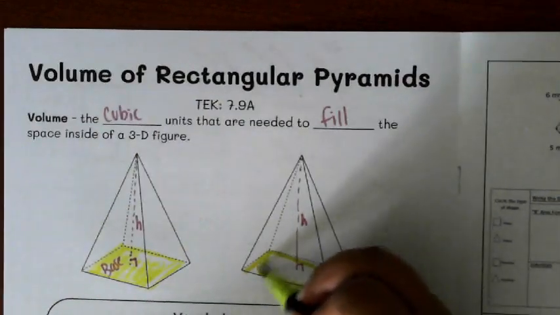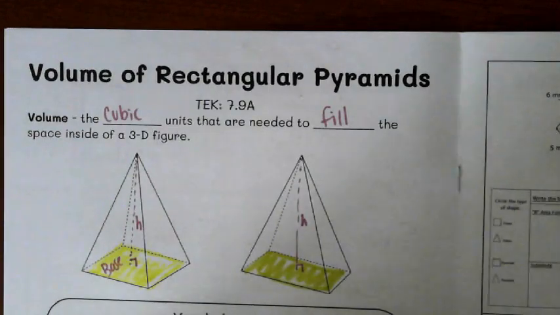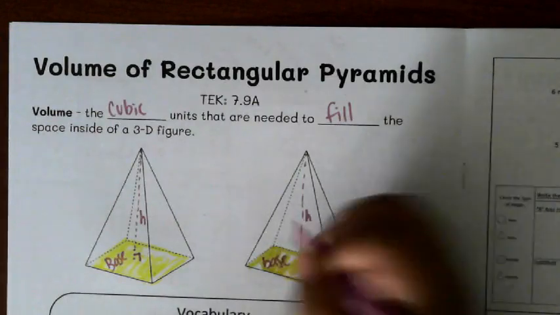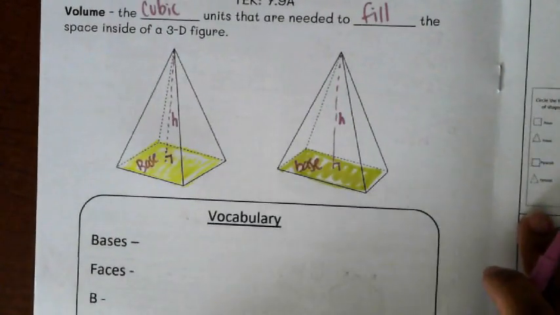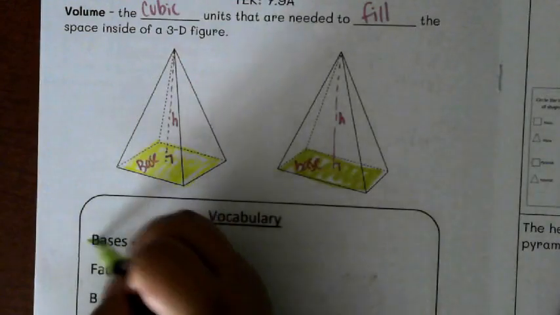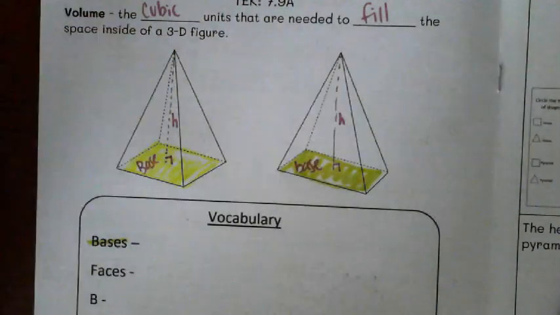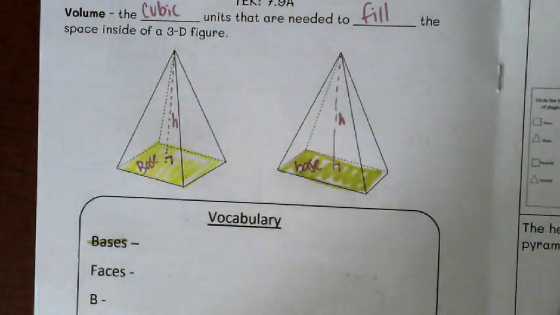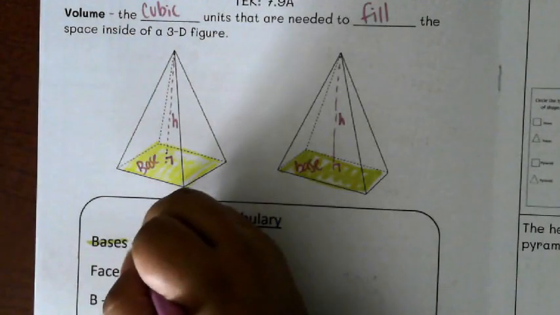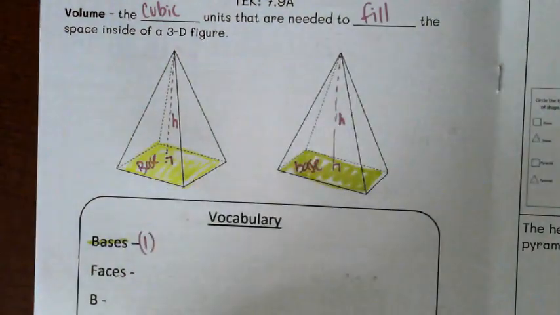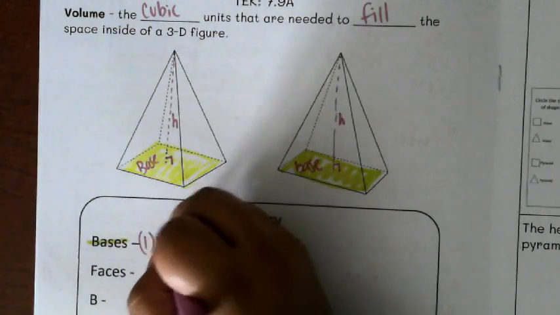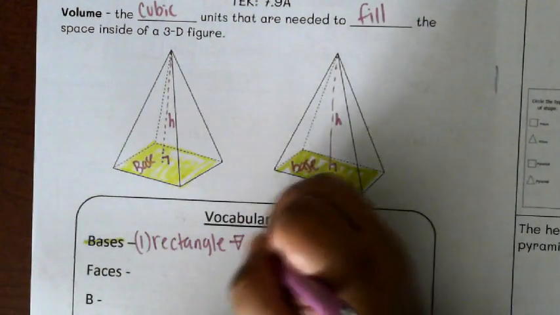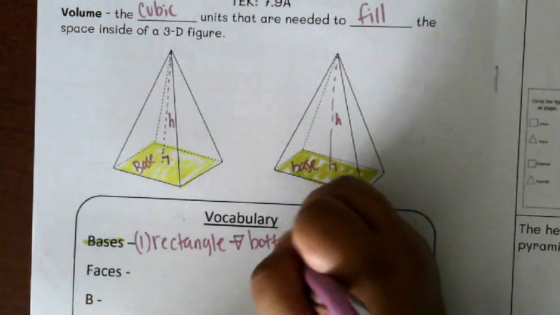So here, let's talk about the vocabulary. The base is a rectangular pyramid, and in pyramids we only have one base, and it is going to be in the shape of a rectangle. This is going to be found at the bottom of the shape because there's only one base.